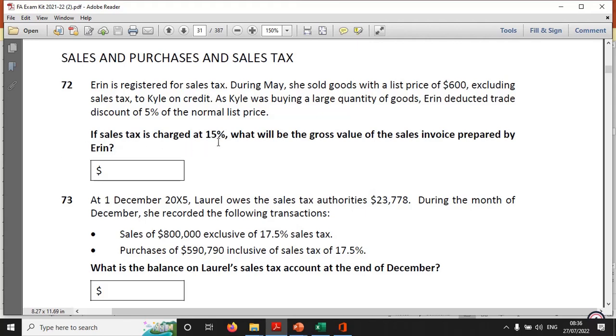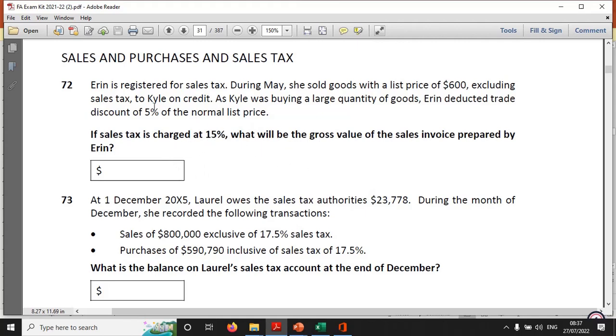It says, if sales tax is charged at 15%, can you see this? What will be the gross value of the sales invoice prepared by a lien? Let's read what a lien is doing. A lien is registered for sales tax. During May, she sold goods with a list price of 600 excluding sales tax to K on credit. As K was buying a large quantity of goods, a lien deducted a trade discount of 5% of the normal list price. If sales tax is charged at that rate, how much was the gross invoice?